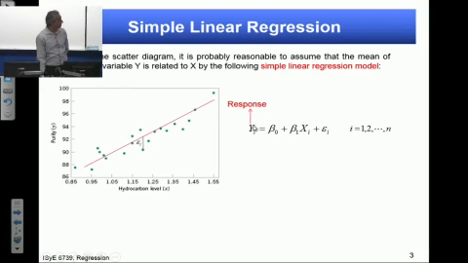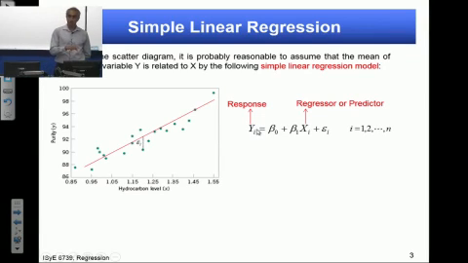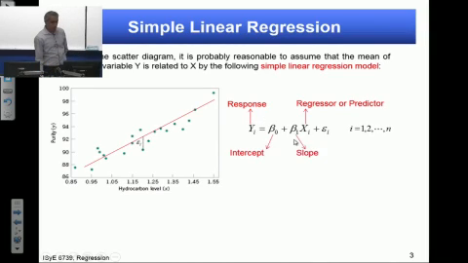So your y is the response, and your x, sometimes we call it predictor, sometimes regressor, sometimes independent variable. Y, sometimes we call it response, sometimes dependent variable. So this is the intercept, this is the slope, and what is this? This is the random error. If this is the true line, this is the random error, the difference between the true line and the value that you observe. Any questions so far?